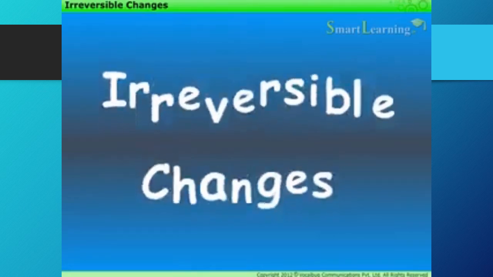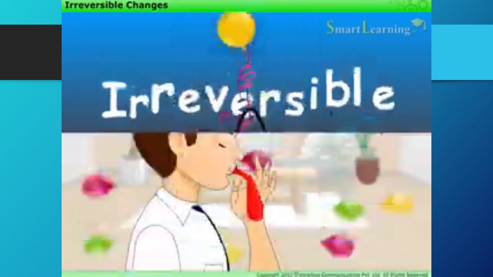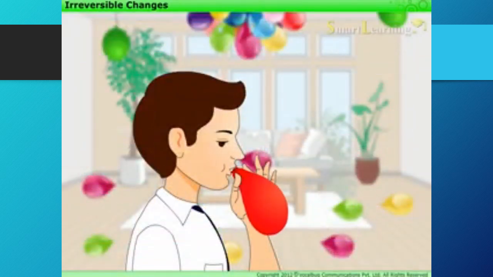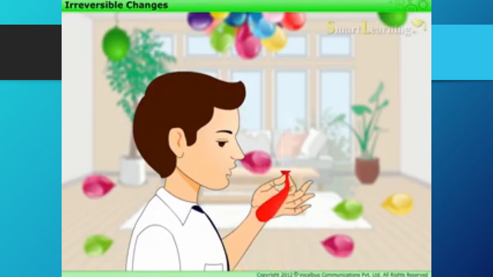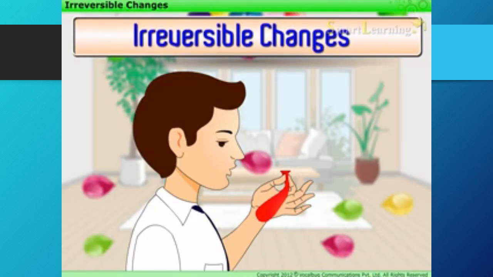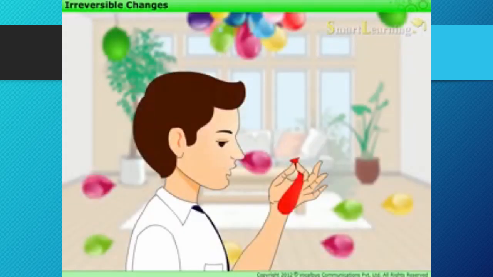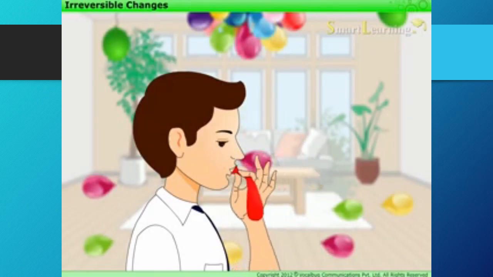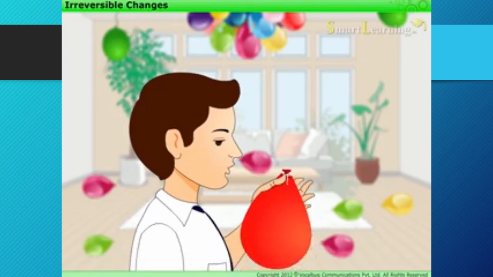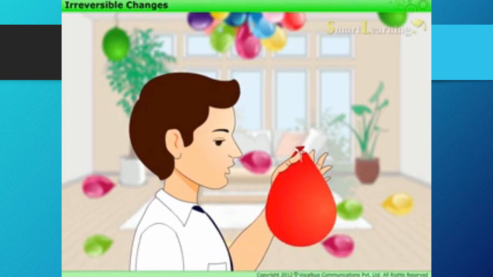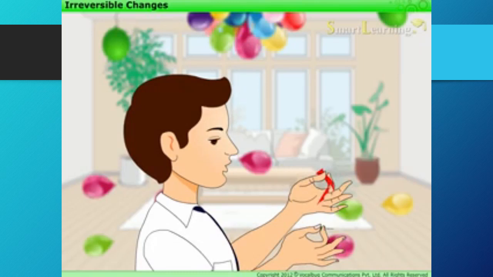Irreversible changes. Having studied about reversible changes, let us perform similar activities to learn about irreversible changes. Take the same balloon that we used to perform the reversible activity and blow it to its full size. Tie its mouth tightly with a string. Now prick the balloon with a pin. Oh no! The balloon bursts with a loud noise.